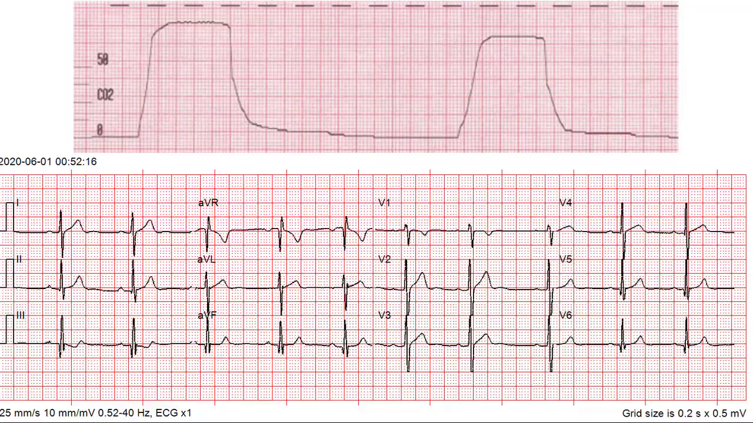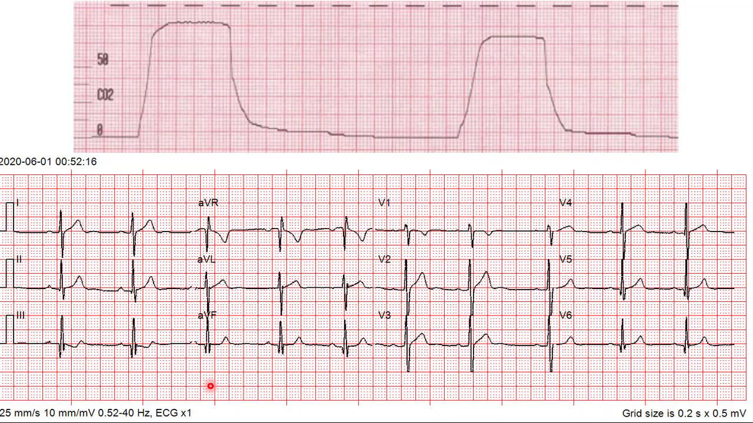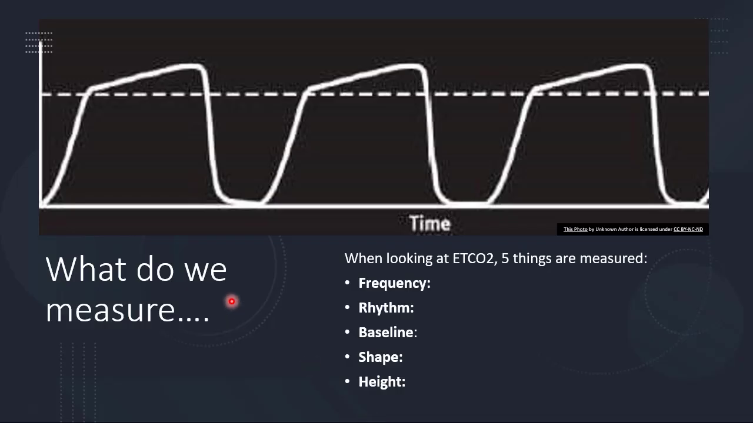You're measuring the same parameters, and those parameters are frequency. In End-Tidal CO2, it's basically your respiratory rate. With EKG, it'd be your heart rate. The rhythm, how regular it is. Where your baseline is. So if we go back here, we were worried about your isoelectric line. Here, this is your baseline, which is very similar to your isoelectric line. Your baseline should be 0. If it's not 0, you're trapping CO2 somehow.